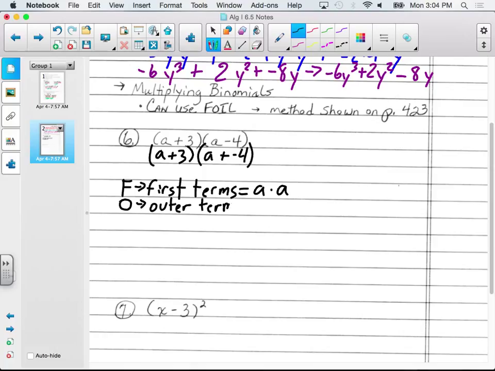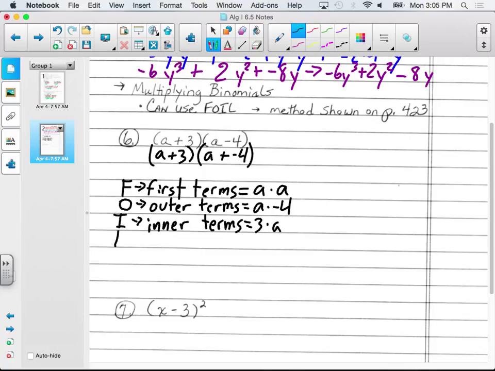What are our outer terms? The outside term. A and negative 4, because A is the outside on our left side and negative 4 is on our right side. Then we have I, what's that stand for? Inner. Inner terms. And what are those for our problem here? 3 and A.